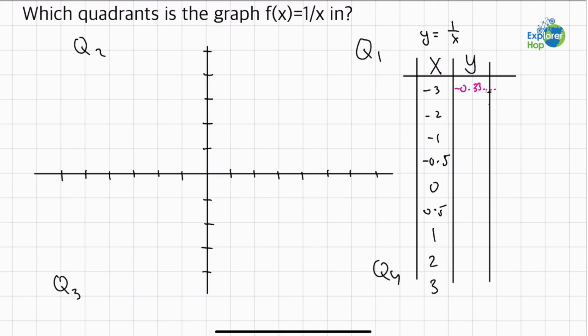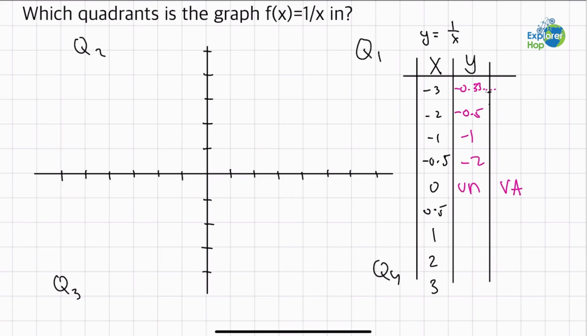And 1 over negative 2 is negative 0.5. 1 over negative 1 is just negative 1. 1 over negative 0.5 is equal to negative 2. And 1 over 0 is undefined, so we're just going to put un. And that means that any 0 value in the denominator will always come out as undefined, and this will give us a vertical asymptote.